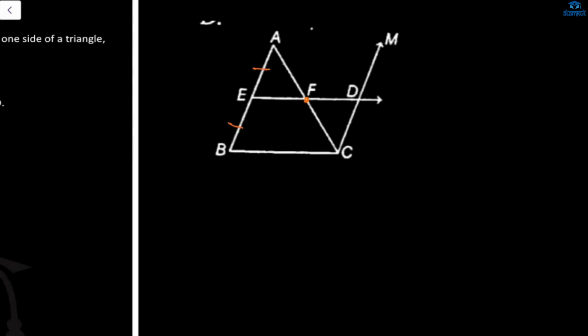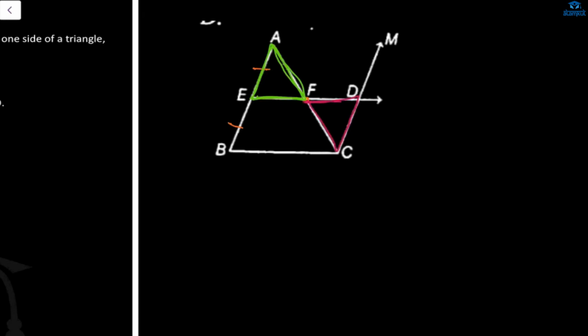What we are going to do is the same construction. We are going to draw CM parallel to AB, and EF will be extended and it will join CM at a point D. Understood? Now again we are going to take the two triangles, that is AEF and EFD.